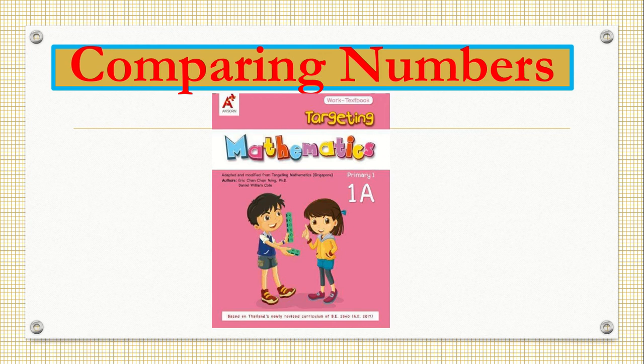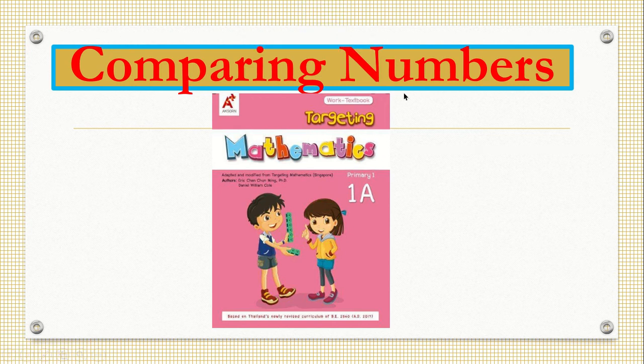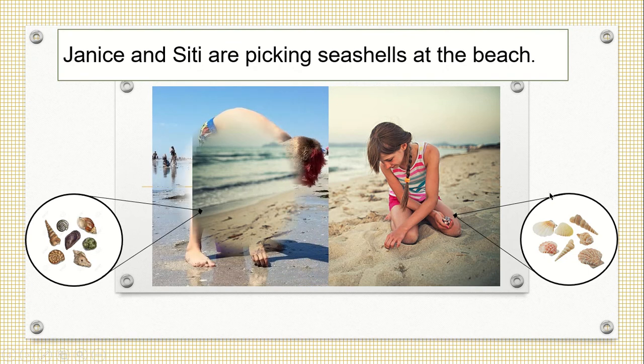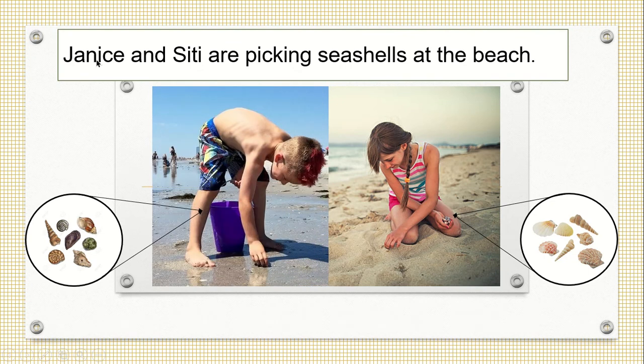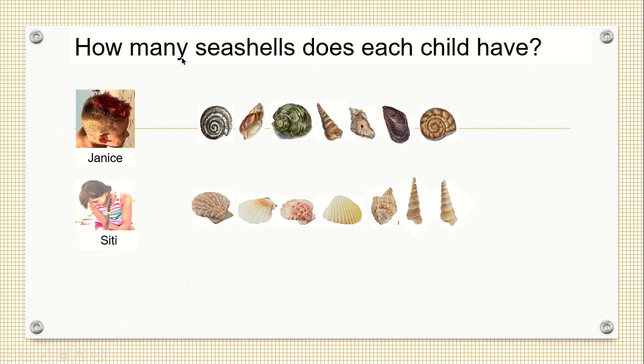Today we will look at comparing numbers. Comparing numbers, okay? Look at two children. We have Janice and Siti. They are picking seashells at the beach, okay? How many seashells does each child have?